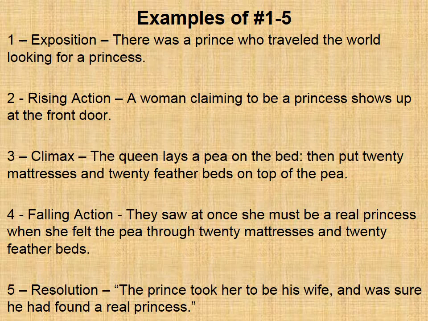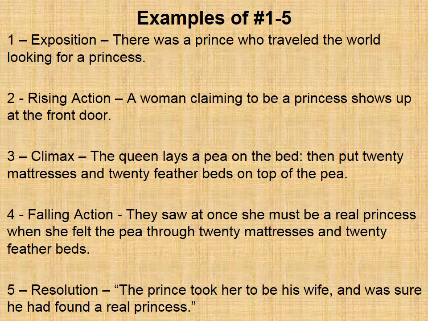The tension is slowly being built up. The queen lays a pea on the bed, and then puts 20 mattresses and 20 feather beds on top of the pea. This would be the climax. It's the turning point. If the girl can pass the test, she will get to be the princess. If not, she won't. They saw at once she must be a real princess when she felt the pea through 20 mattresses and 20 feather beds. Thus, the climax is starting to come to a solution. This is the princess because she can feel the pea.